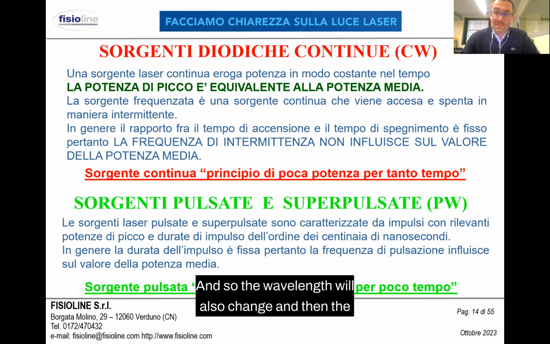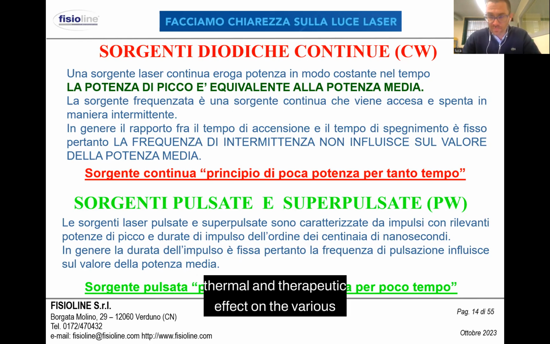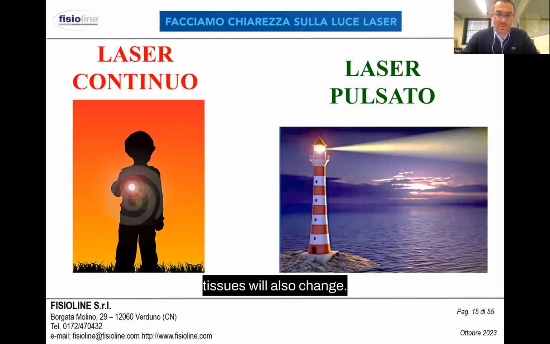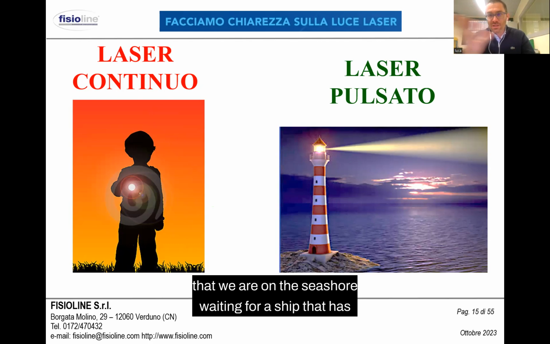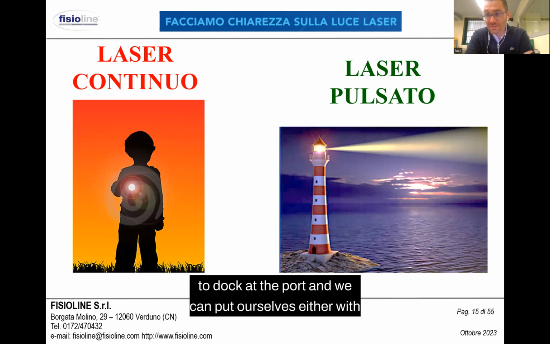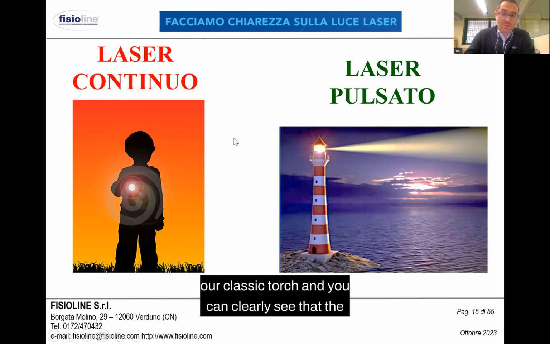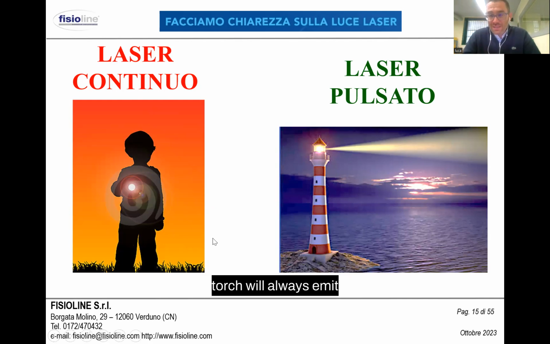And so the wavelength will also change, and then the thermal and therapeutic effect on the various tissues will also change. Another very trivial example that we can see and analyze is the difference between these two sources. Imagine that we are on the seashore waiting for a ship that has to dock at the port, and we can put ourselves either with our classic torch, and you can clearly see that the torch will always emit.